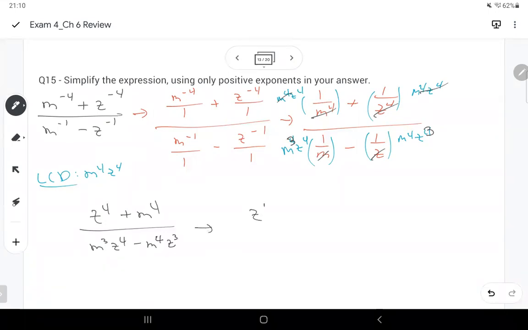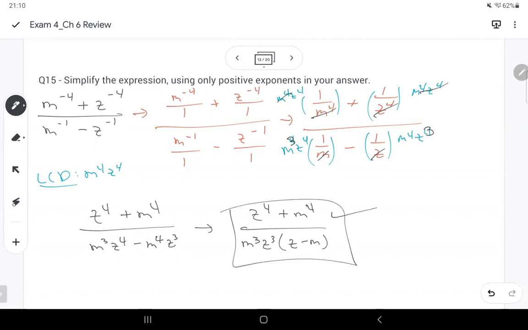And if you really want some brownie points, you can pull out a GCF of m cubed z cubed, which leaves you with z minus m. Okay, that is the most correct answer, but I will give it to you for some of the other answers as well. Or, for the one in front. So this one is also an option.